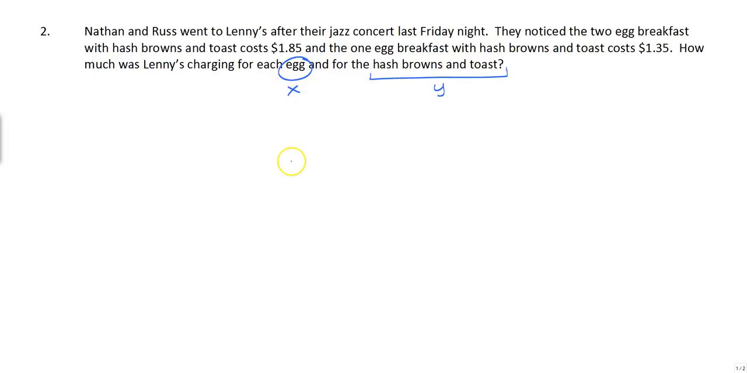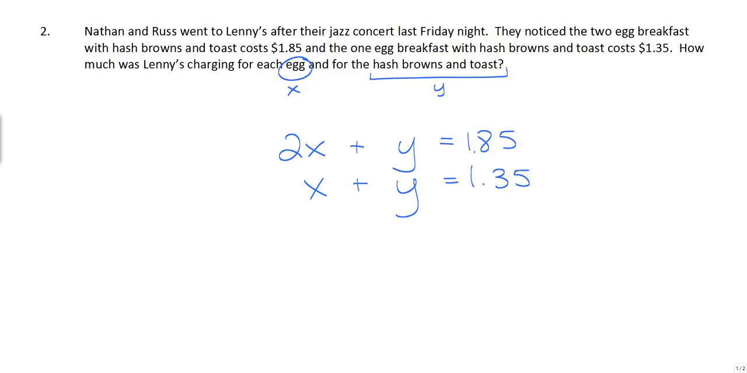So here we go. You have a 2 egg breakfast with hash browns and toast. So you get 2 eggs plus an order of hash browns and toast. And that's equal to $1.85. And then if you order 1 egg with a side of hash browns and toast, you are only charged $1.35. Okay, so again, your choice.